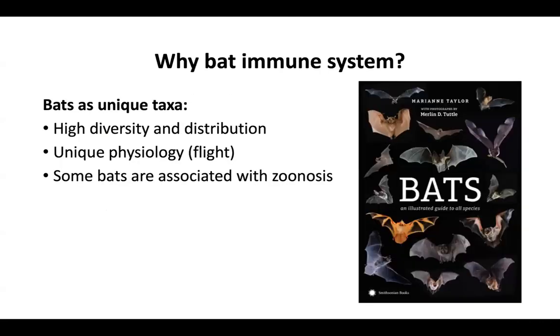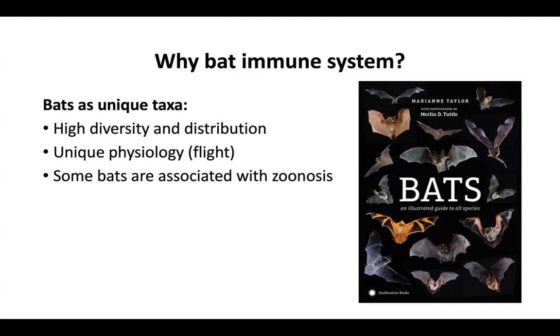So why are we bothering to study the bat immune system? We know that bats are a highly diverse taxon, and you can find them all over the globe except for Antarctica. They also have unique physiology. They're the only mammal that flies. There are some things that involve flight adaptation. And besides this, we know that some bats are associated with zoonosis. Examples of that would be some flying foxes associated with Henipaviruses, or Rousettus, or the vampire bat associated with rabies.